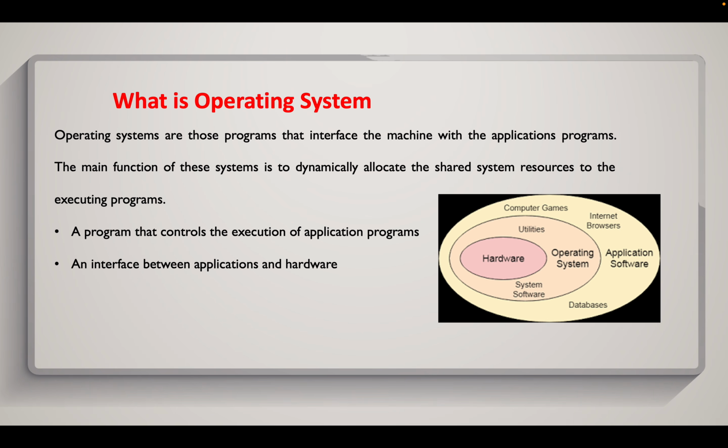What is an operating system? Operating systems are programs that interface between the machine and the application program, or between the hardware and the application program. So it acts as an interface between hardware and the software. So operating system is a program that controls the execution of application program.